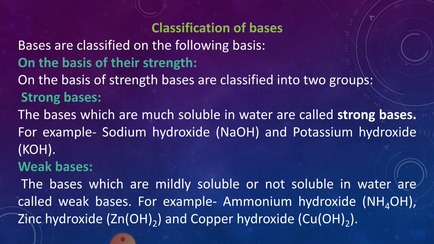Next is classification of bases. As we have studied different criteria for the classification of acids, the same we will study in the classification of bases also. The first one is on the basis of their strength, meaning how strong they are. On the basis of their strength, bases are classified into two groups, that is strong bases and weak bases. As we have studied, acids on dissolving in water release H plus ion. Now here, bases on dissolving in water release OH minus ion.